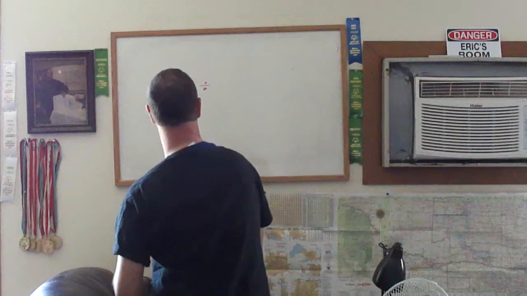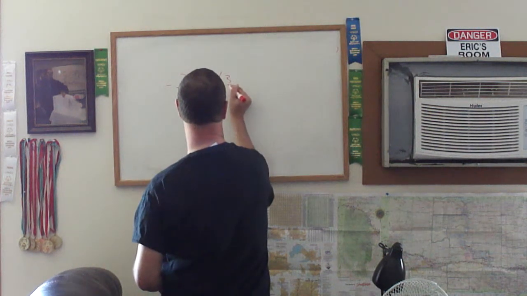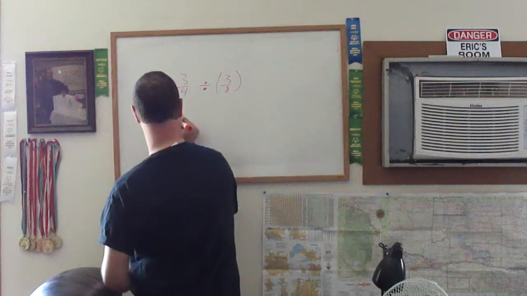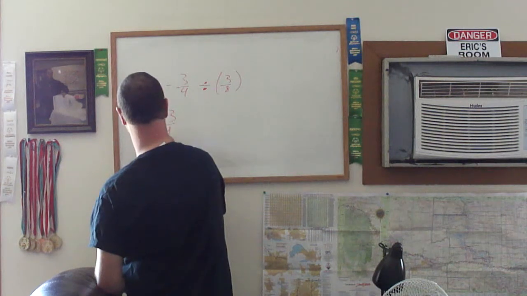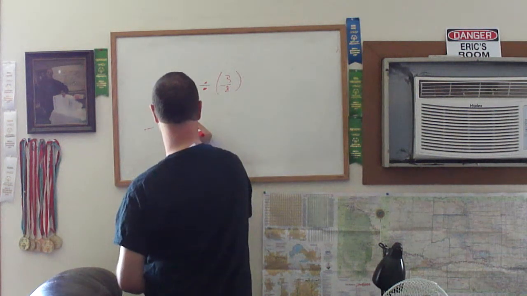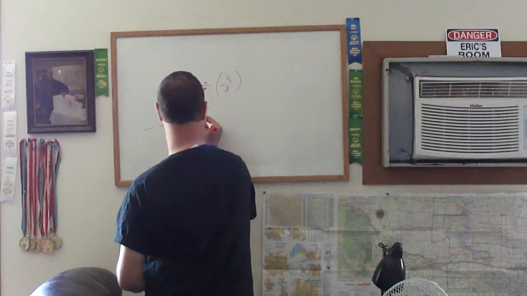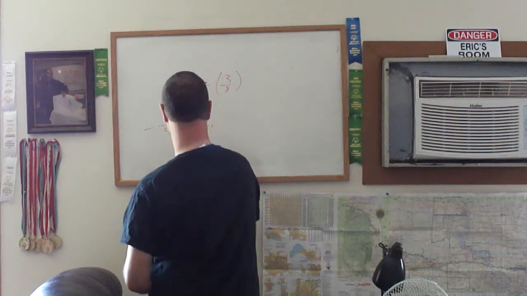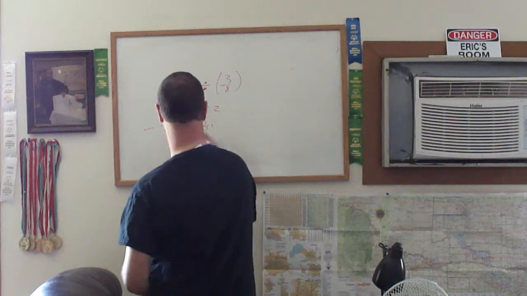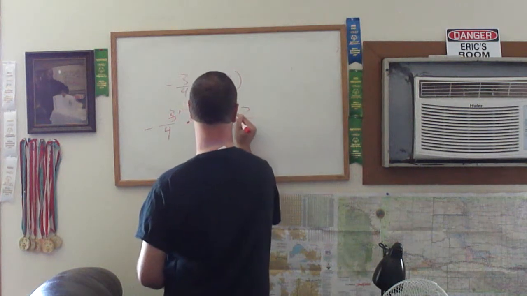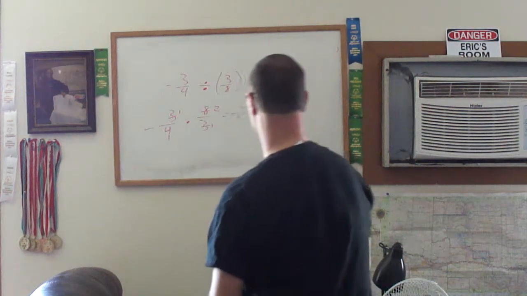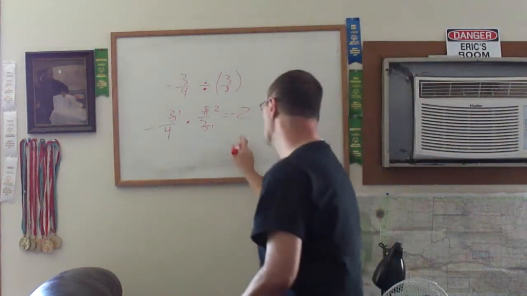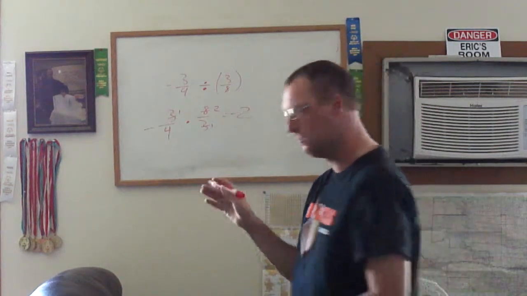Now if we divide a fraction, we use the reciprocal. Dividing a fraction by an integer is the exact same thing. And we can reduce it. If it's a negative and a positive, the answer is going to be negative, and negative 2 as well.